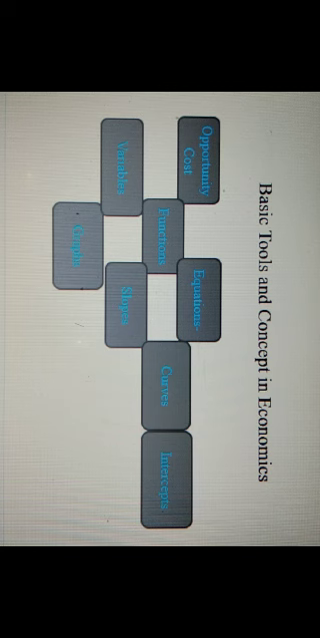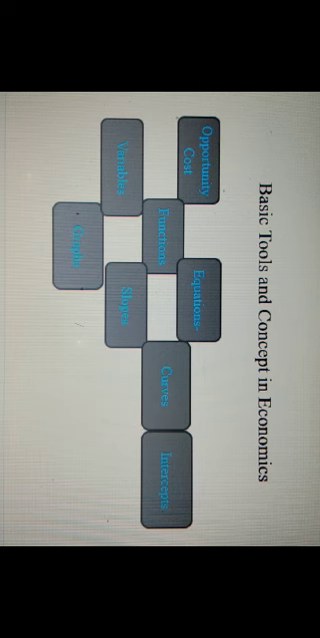Another tool, functions. A function shows the relationship between two or more variables. It indicates how the value of one variable, that is the dependent variable, depends on the value of one or more other variables, that is the independent variables. It shows how the value of one variable can be found by specifying the value of other variables.